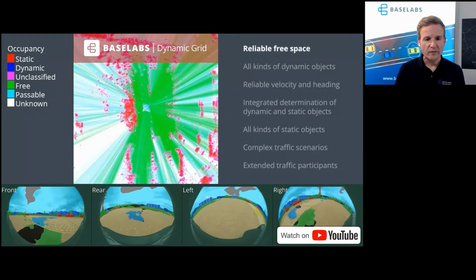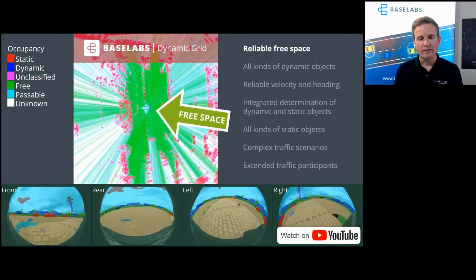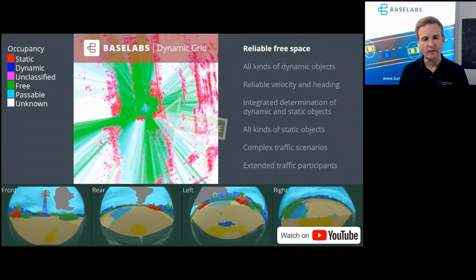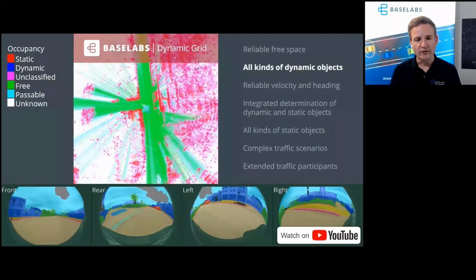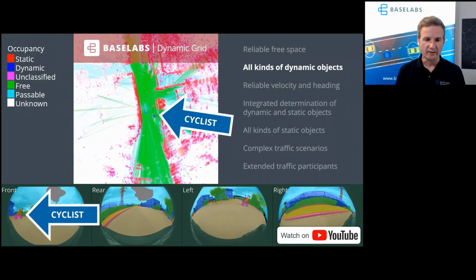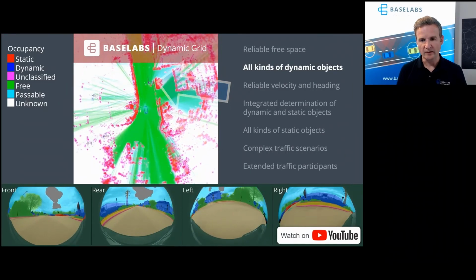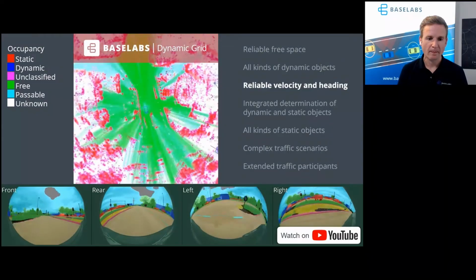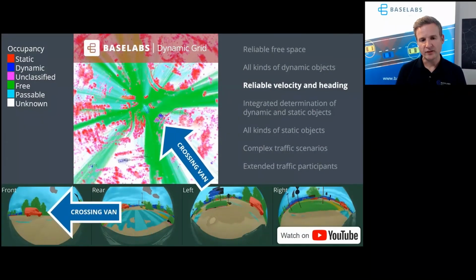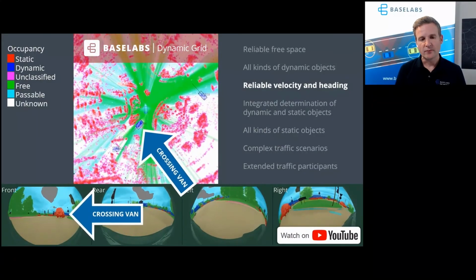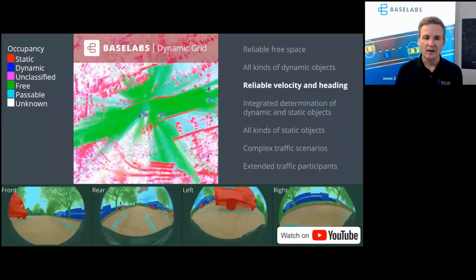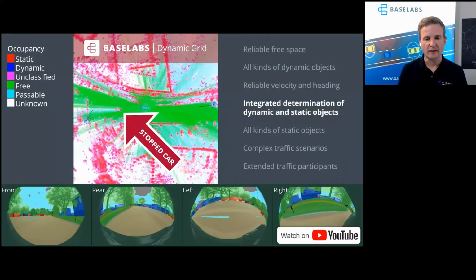We start the video at a parking lot, so we have a lot of free space around the ego vehicle, around the host vehicle. Now we enter a public road, and we can already see some dynamic objects like this cyclist, which is marked in blue here. Here we can see another typical situation, a crossing van, which is properly determined by the system. You can see how the heading value has been estimated by the system.